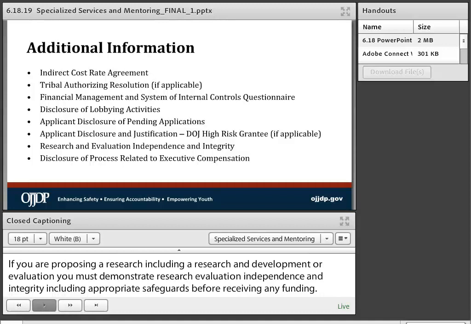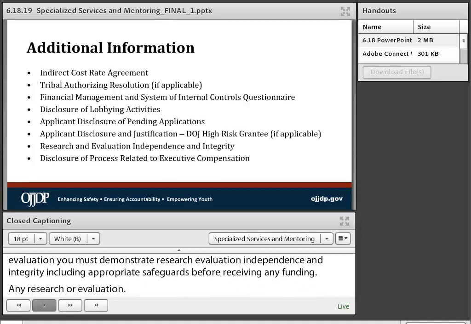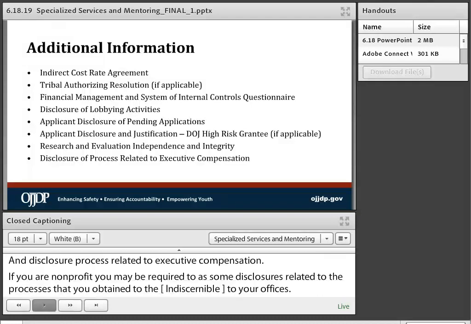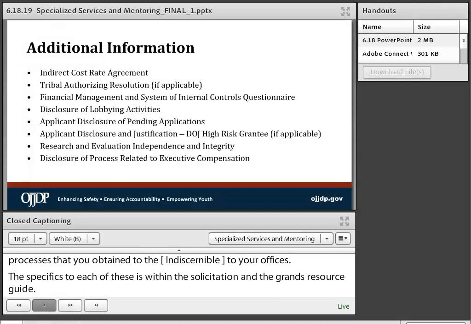And disclosure of process related to executive compensation. If you're a nonprofit, you may be required to make certain disclosures relating to the processes that you use to determine the compensation of your officers. Again, all this information and the specifics to each of these is within the solicitation as well as the grant resource guide. I just want to highlight them, bring them to your attention, pay close attention to those that impact you, and make sure that they are included because it can negatively affect your application if they are not included.